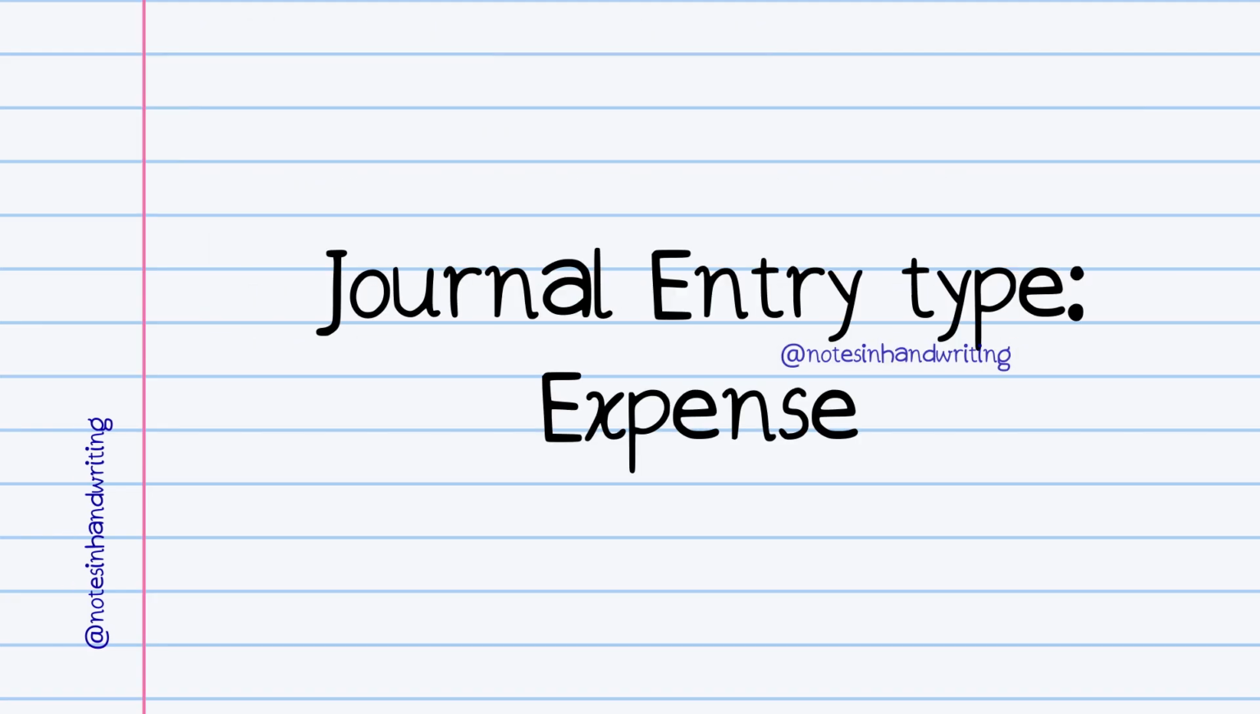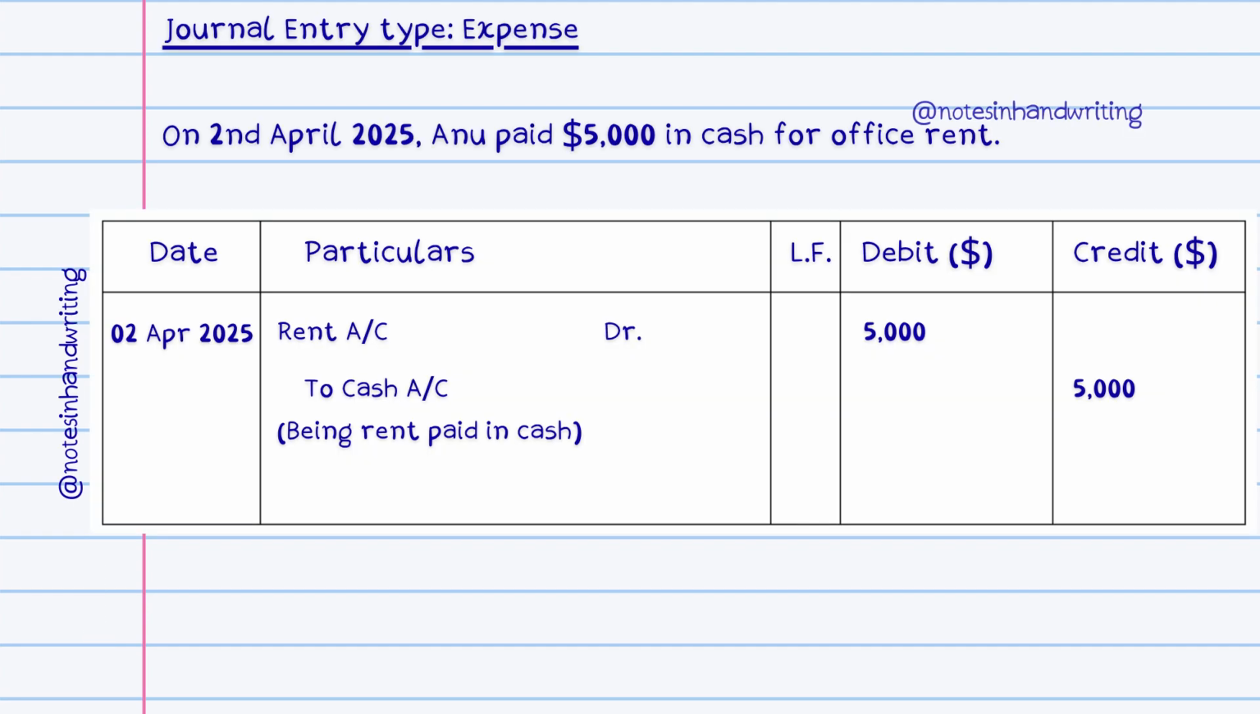Next, we have to record expenses in our journal. In this part, Anu paid rent in cash. So we will record this transaction in the following manner. The accounts involved are rent account and cash account.